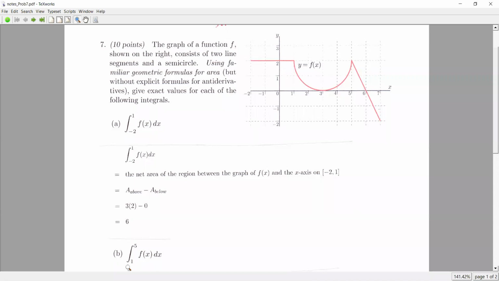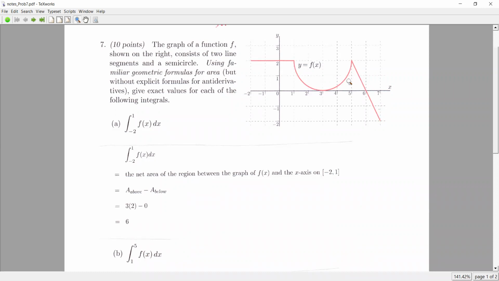Part B, find this integral from 1 to 5. This integral is the area of the region under the semicircle, above the x-axis and between 1 and 5. This region has no part below the x-axis, so the area below is 0.